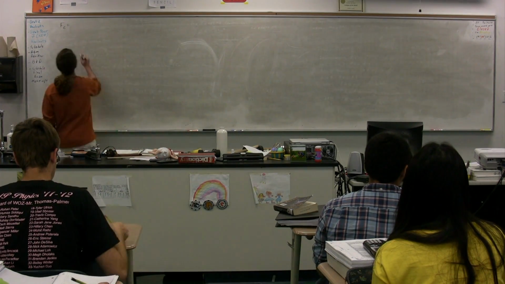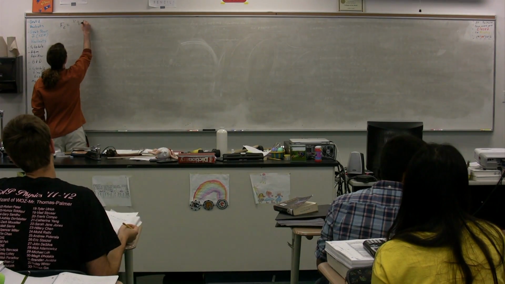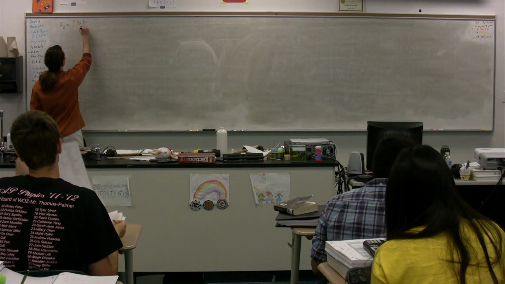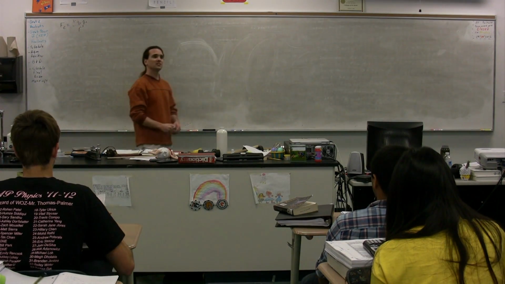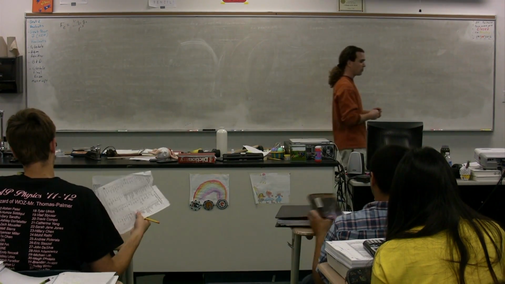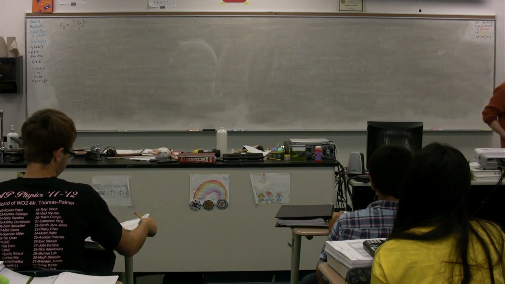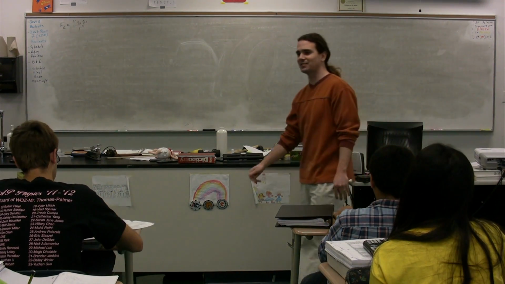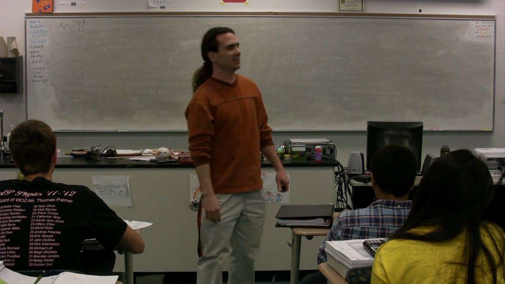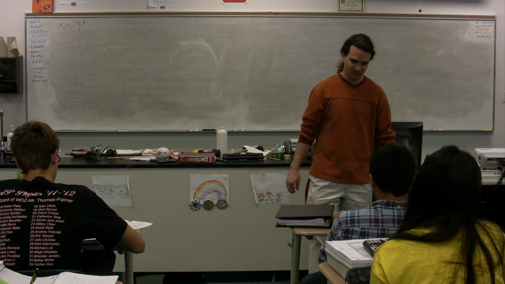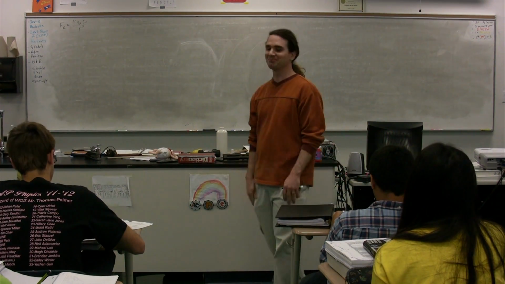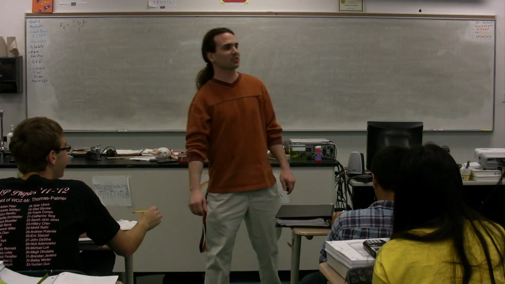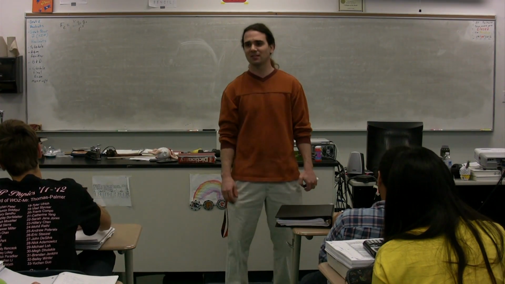F_E equals K times Q1 times Q2 over R squared. Okay, this is Coulomb's force, the electric force. K is Coulomb's constant. Q1 and Q2 are the charges. R is the distance between them. This is especially confusing because R sometimes is something else.